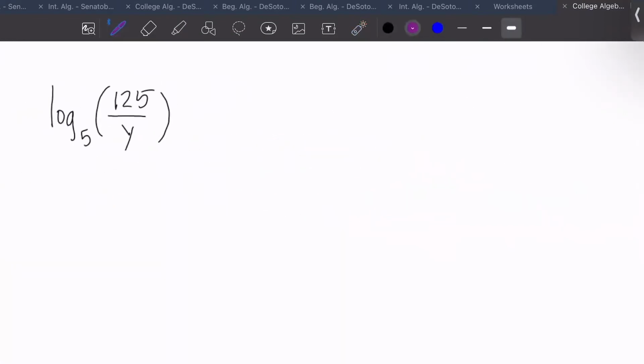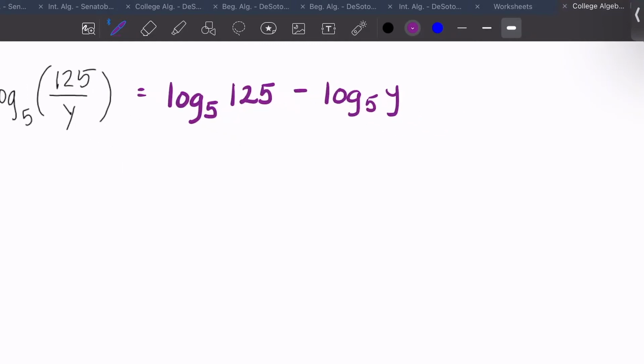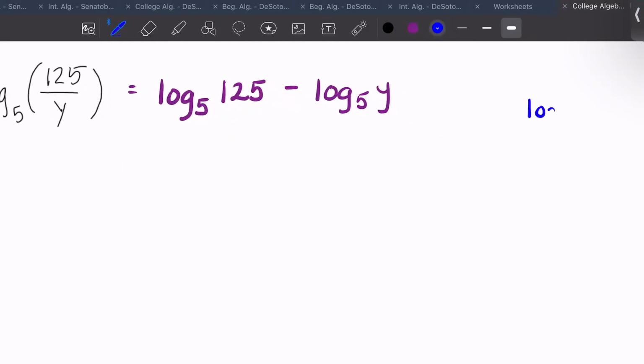Okay, what about this one? We're dividing, so we're going to subtract. So log base 5 of 125 minus log base 5 of y. Okay, well, look at log base 5 of 125.